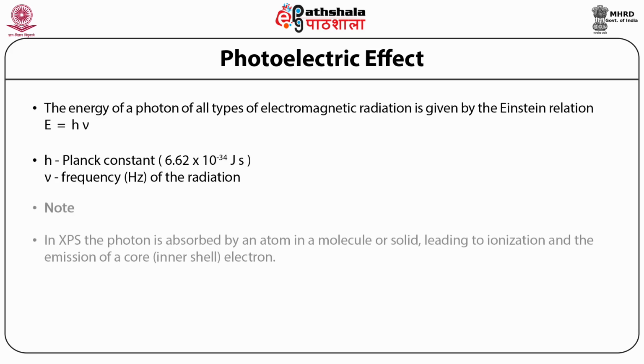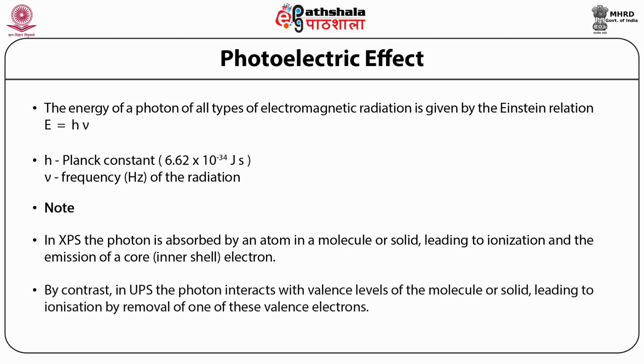Here in XPS, the photon is absorbed by an atom in a molecule or solid, leading to ionization and emission of a core inner shell electron. By contrast, in UPS, the photons interact with valence levels of a molecule or solid, leading to ionization by removal of one of these valence electrons.